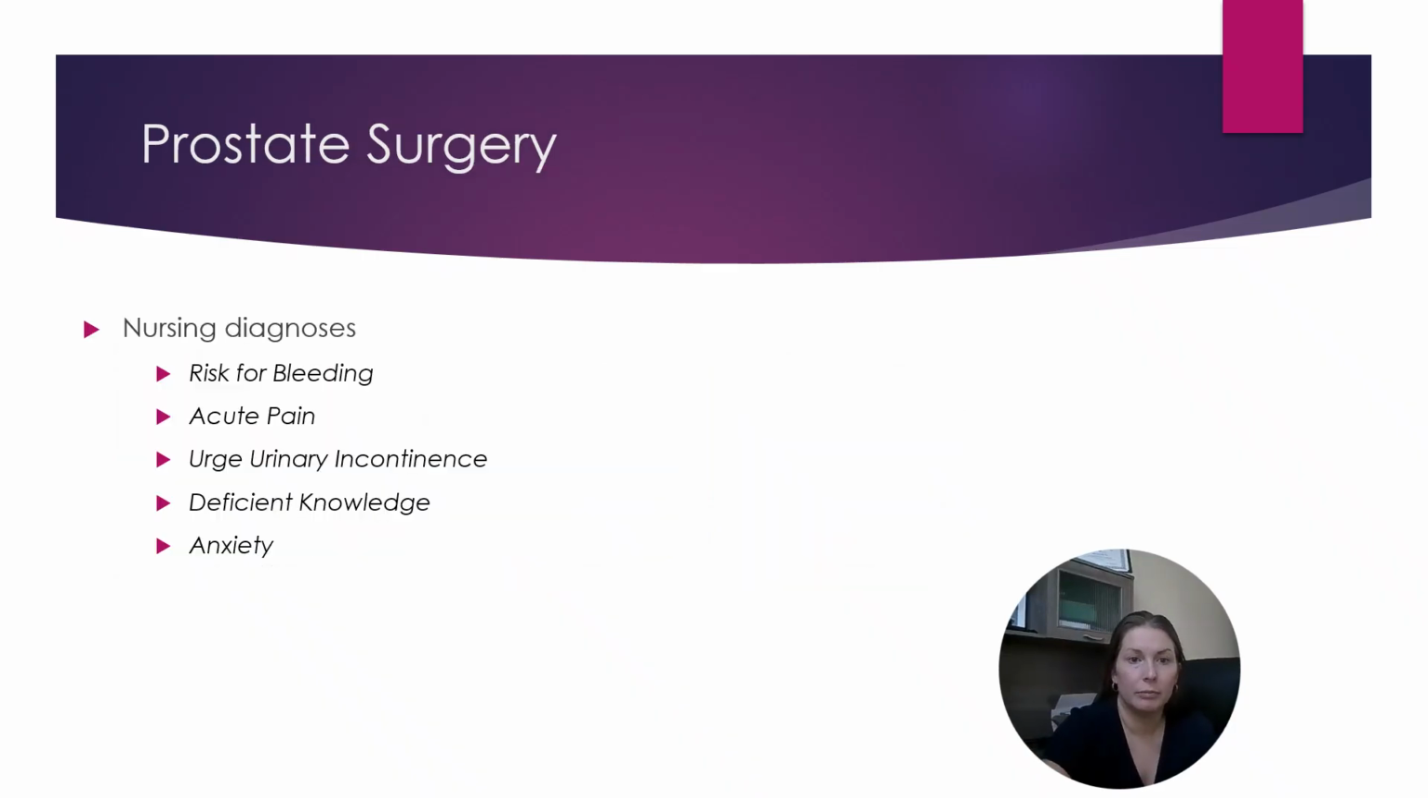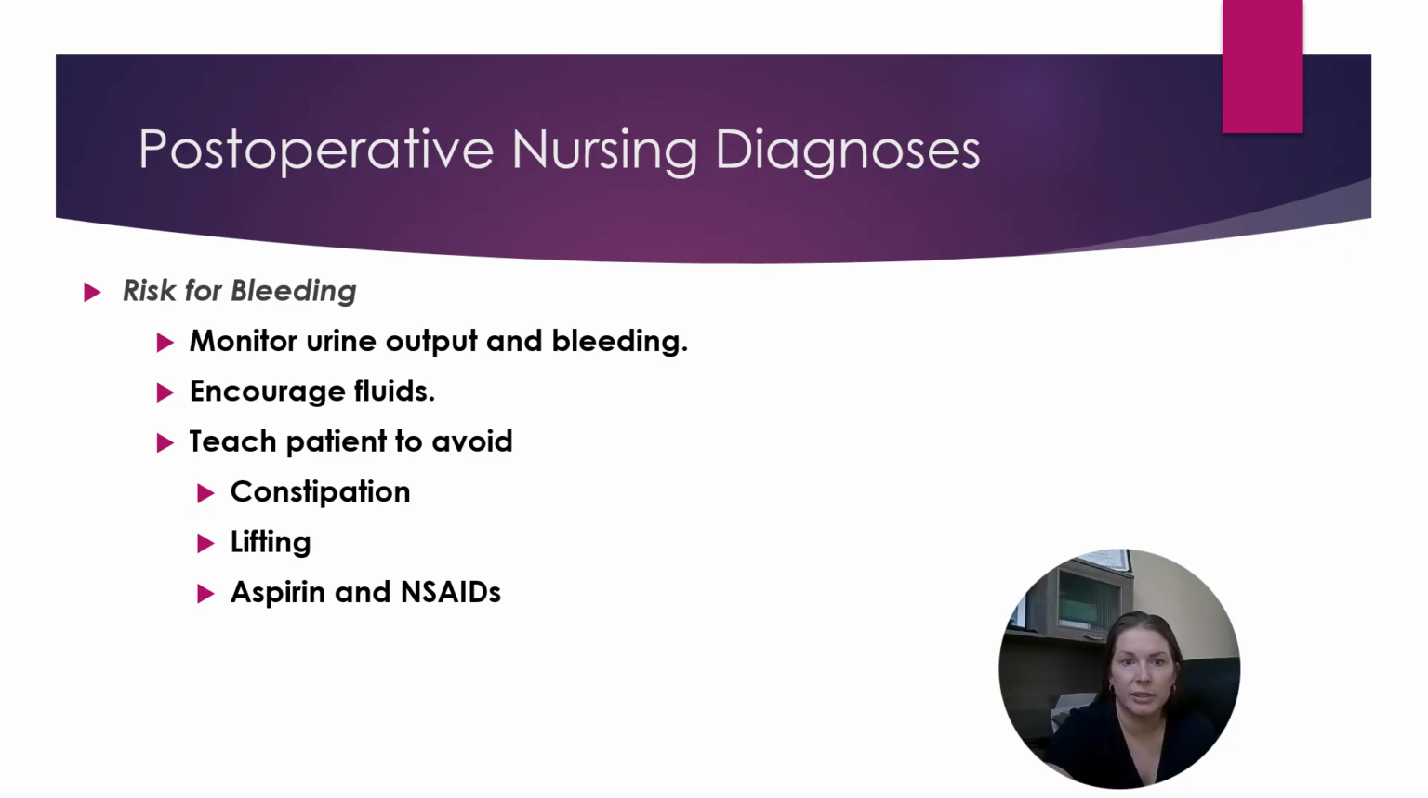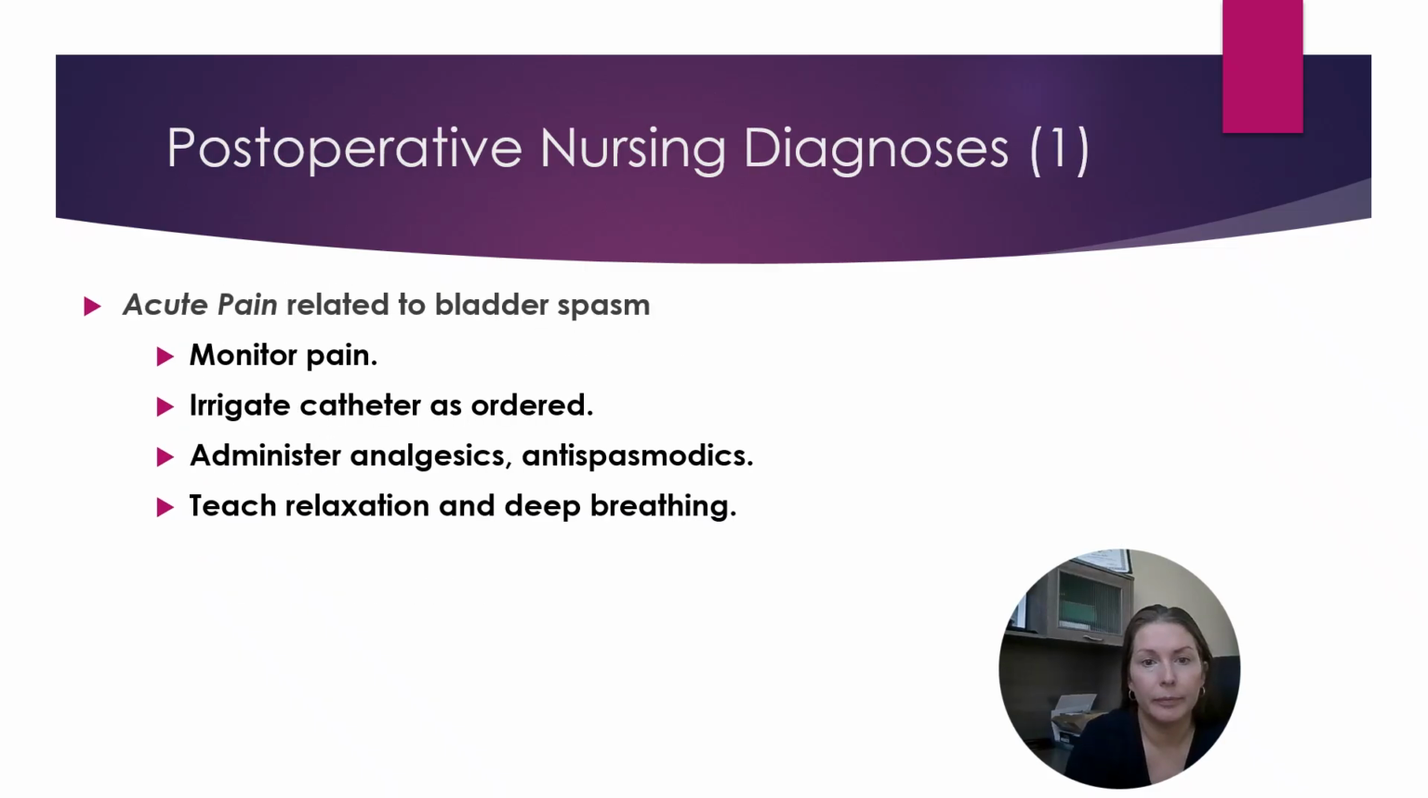Okay, so we have some slides about nursing diagnosis here. I do want to stop on one. We want to monitor their urine output and bleeding, encourage fluids, and teach our patients to avoid anything that's going to cause straining motions. Okay. Acute pain related to bladder spasms. So here's what I want to talk about.